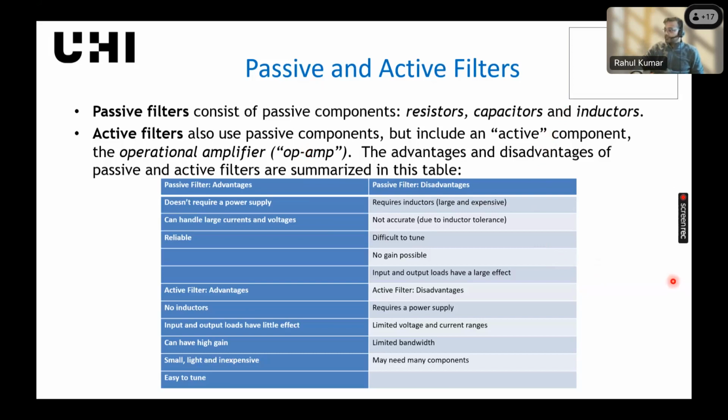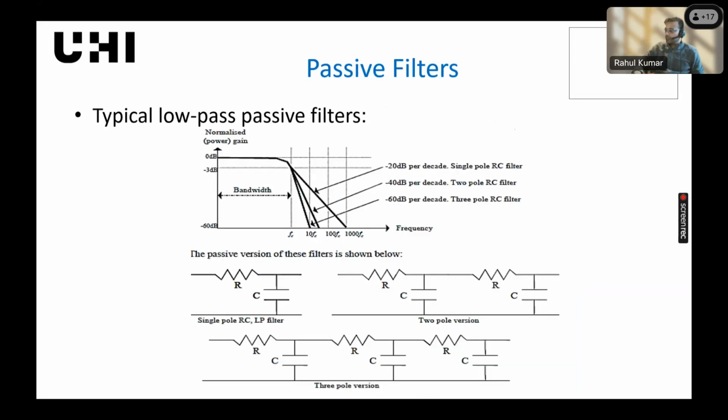Now, in this slide, you can see some of the advantages and disadvantages of a passive filter. Okay, I'm not going to go through all of that. You can read it after the class. Just have an RC filter, a filter consisting of resistance and capacitance only. This is the simplest passive filter.